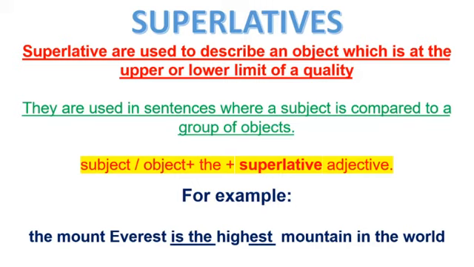Okay, let's look at the structure. We start with the subject, the object, or maybe the animal, plus your article the, don't forget the, and the superlative adjective. For example, we have the sentence: Mount Everest is, because it's singular, the highest mountain in the world. We have the article the and the adjective high in superlative form.